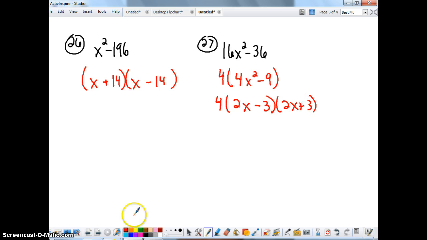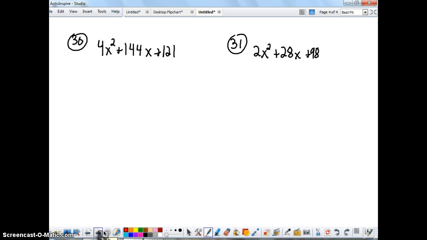So moving on to number 30 here, we have 4x squared plus 144x plus 121. If you notice that 4 and 121 are perfect squares, then you might know that you can just make this 2x plus 11 and 2x plus 11. Most people, I'm assuming, are not going to notice that, especially when this is just dumped amongst other trinomials. So what you're going to do is take that 4 to the 121.